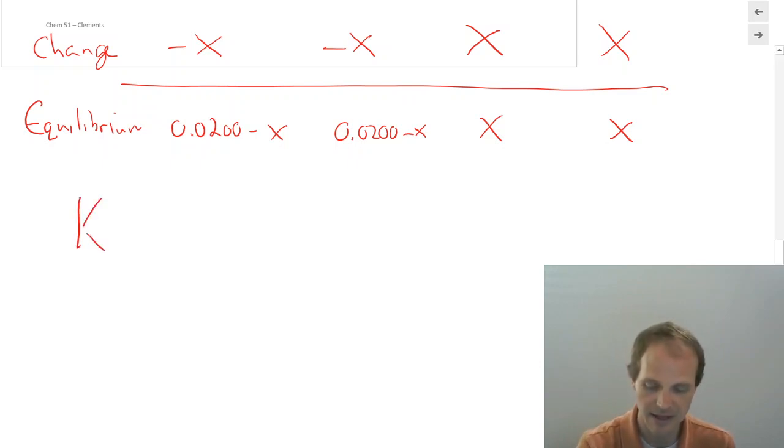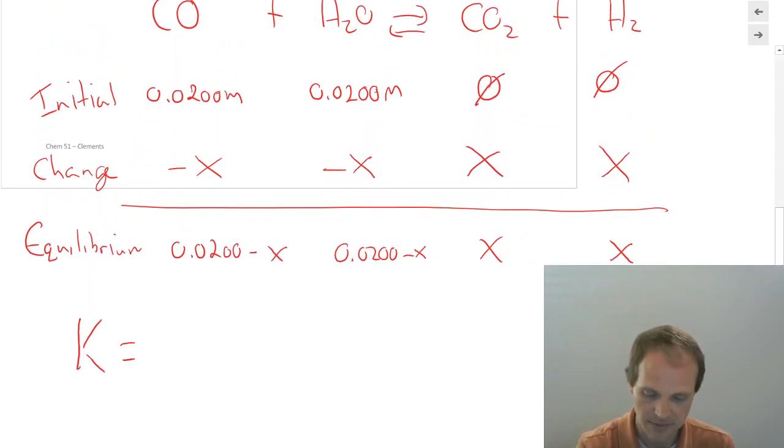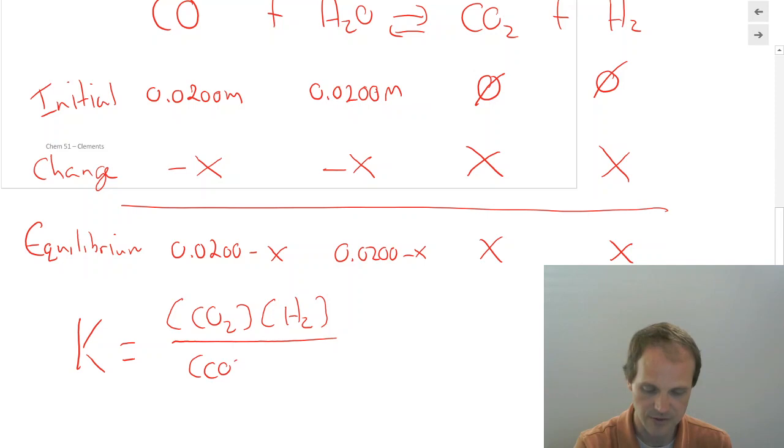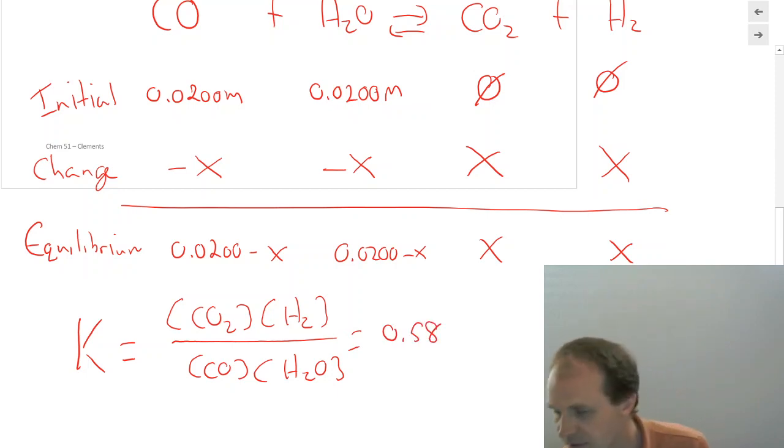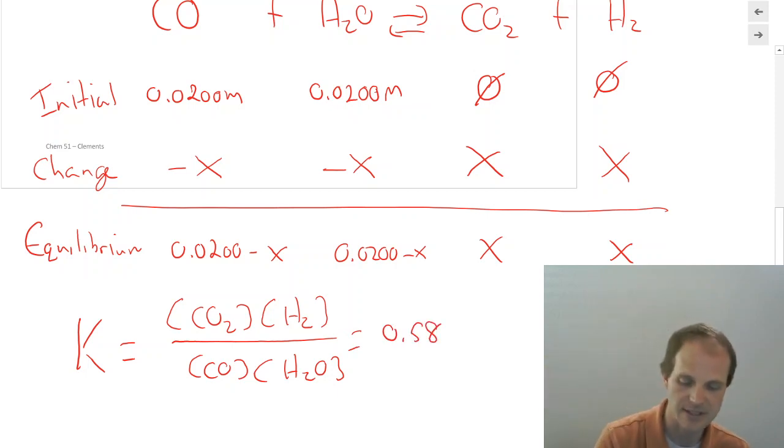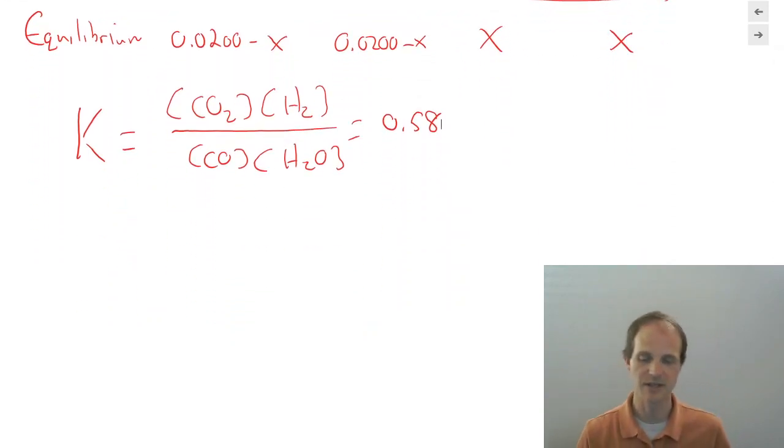Let me go ahead now and write my K expression for this reaction. If you look up here, K is going to be the concentration of CO2 times the concentration of H2 divided by the concentration of CO times the concentration of H2O. And if you looked back up at the problem statement, that was going to be 0.58 at 1,000 degrees Celsius. How does that help us? We still don't know that value of x, so can we plug everything into K? We're not going to get 0.58, but remember, since we have 0.58, that's useful information that might get us x.